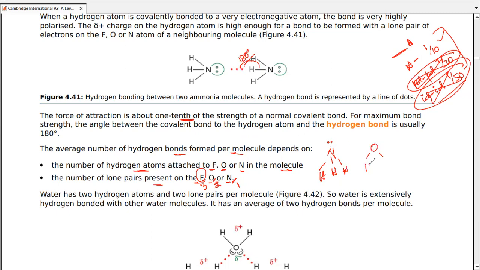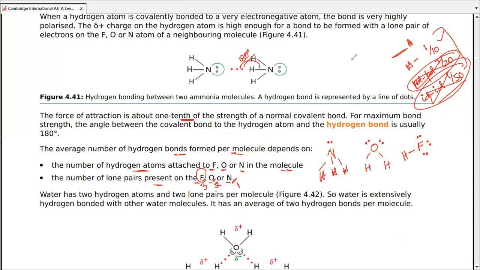Water, as an example for this one, has 2 lone pairs, right? And fluorine actually has 3 lone pairs. Make sense?